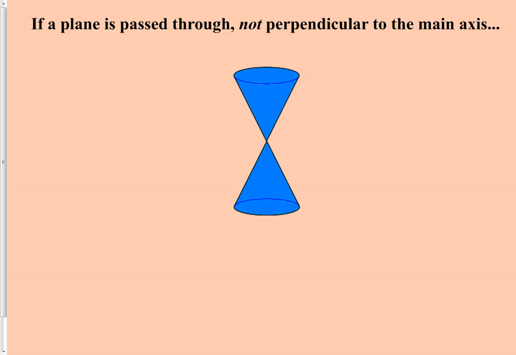Okay, now let's say that the plane this time is passed through the double napped cone such that it is not perpendicular to the main axis. Okay, so if that happens, we might be looking at something like this. Now, once again, obviously we have a main axis running down through our cone, and quite clearly the intersection there of the plane and the main axis is not 90 degrees.